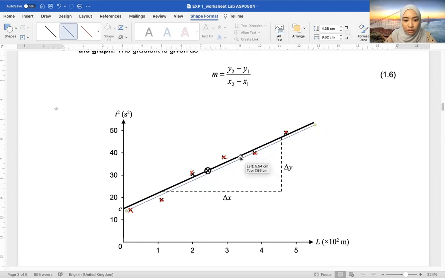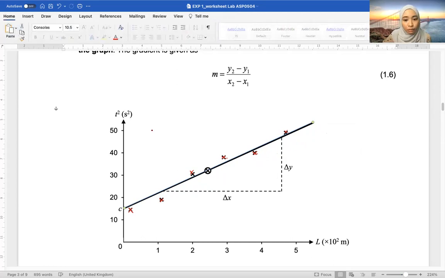Your best fit line should have an equal amount of data on the bottom of the line and also on the top of the line. So here you can see that there is 1, 2, 3 data points below the line and 1, 2, 3 points above the line. And that is how you put in the best fit line.